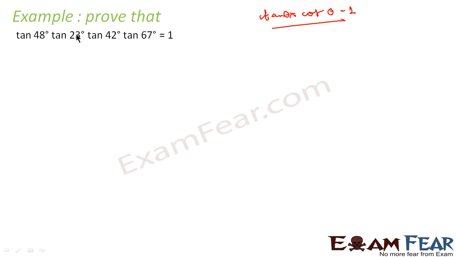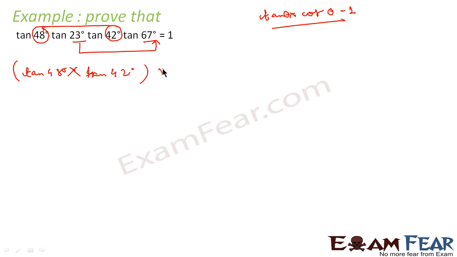Also, if you see that this is 48 degree, this is 42 degree. The sum of these two is 90 degree. So we'll make this one pair. This is 23, this is 67. Now this is also 90 degree. So we'll make this a pair. So what we'll get? Tan 48 degree into tan 42 degree, one pair, into tan 23 degree into tan 67 degree, one pair, right?